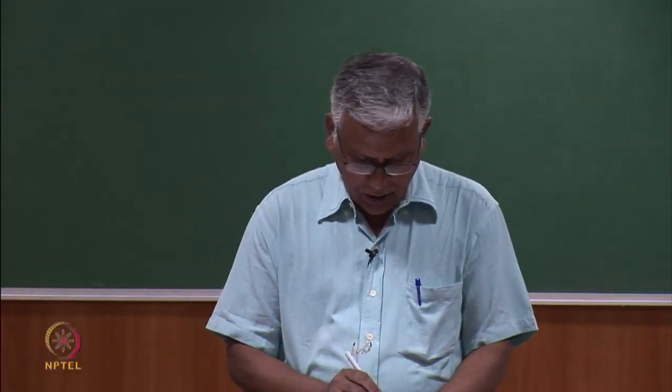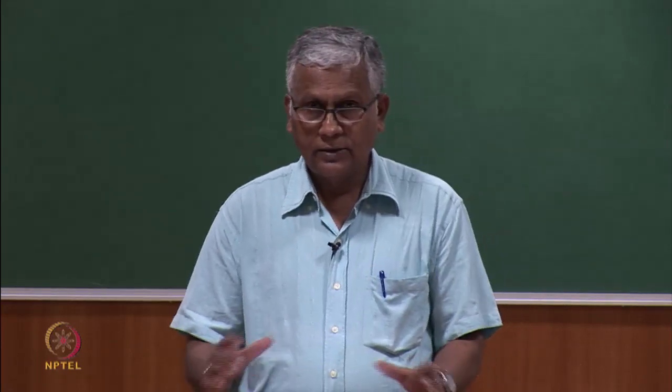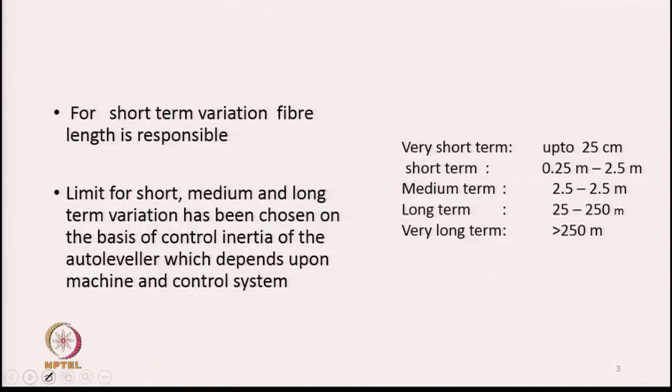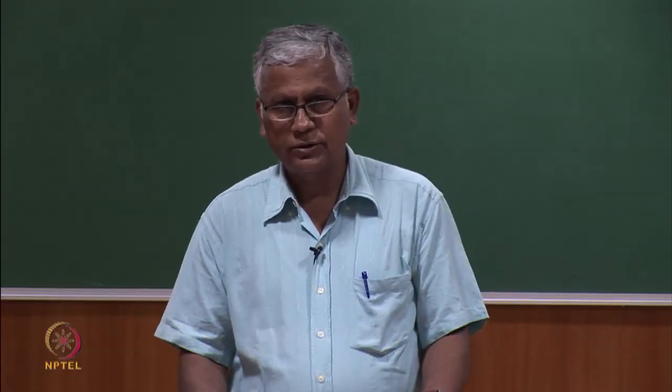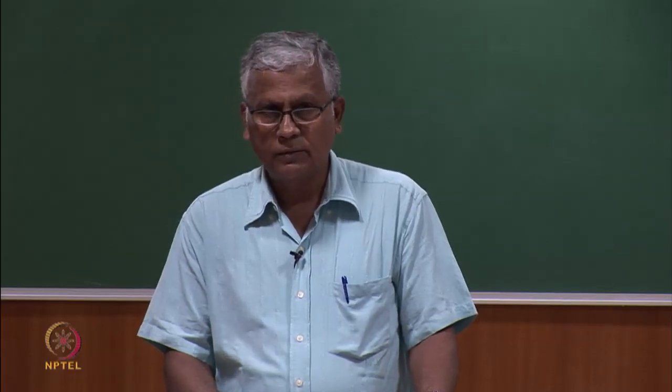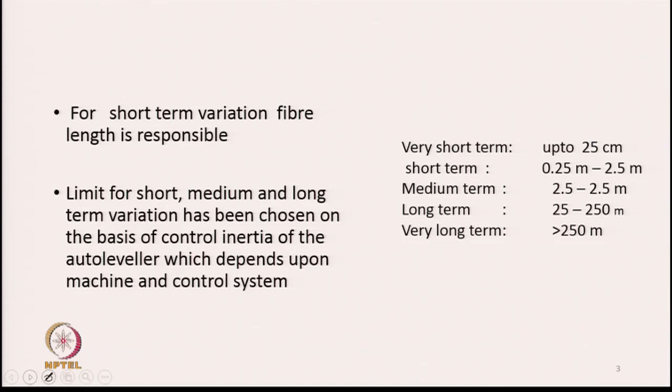Now, how did we classify the variation spectra into these lengths? First of all, the very short term variation is mainly because of length variation in fibers, but short, medium and long term variations have been chosen on the basis of control inertia of the autoleveller, which depends upon the design of the machine itself and the control system that we have developed. Because of this inertia effect, the variation spectra has been accordingly classified.